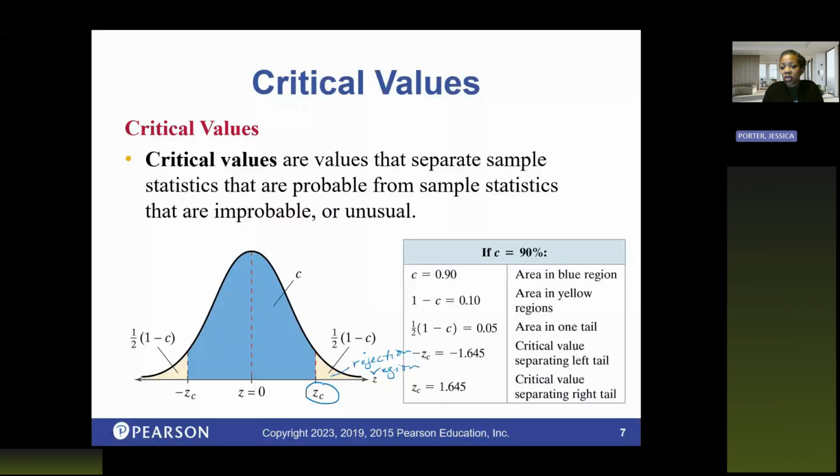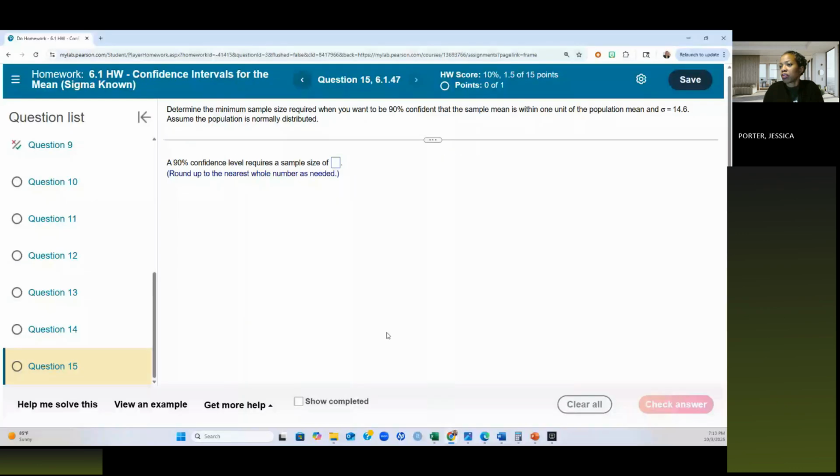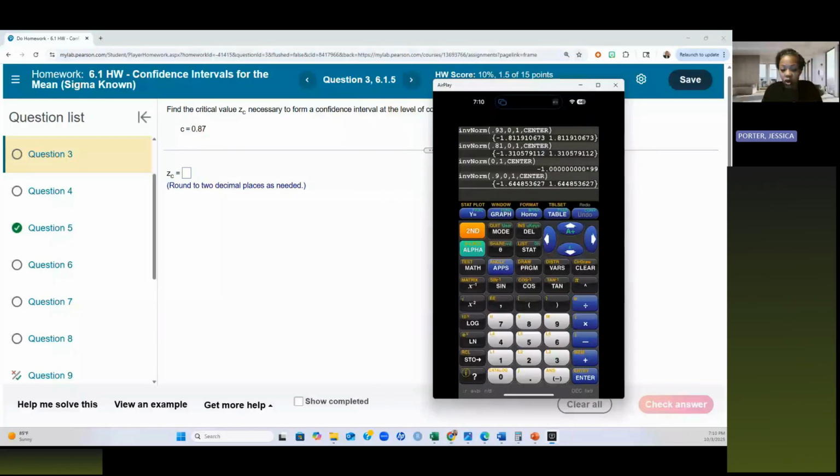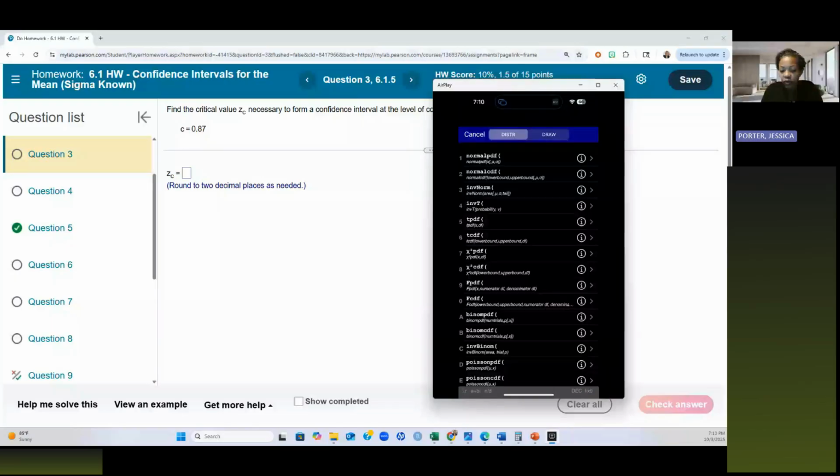Let's look at question 3 in the homework. It says, find the critical value Z necessary to form a confidence interval at the level of confidence shown below. Okay, our C is 0.87. So let's look at our calculator. And here again, you're going to go inverse norm. So second vars, inverse norm. My C is 0.87.